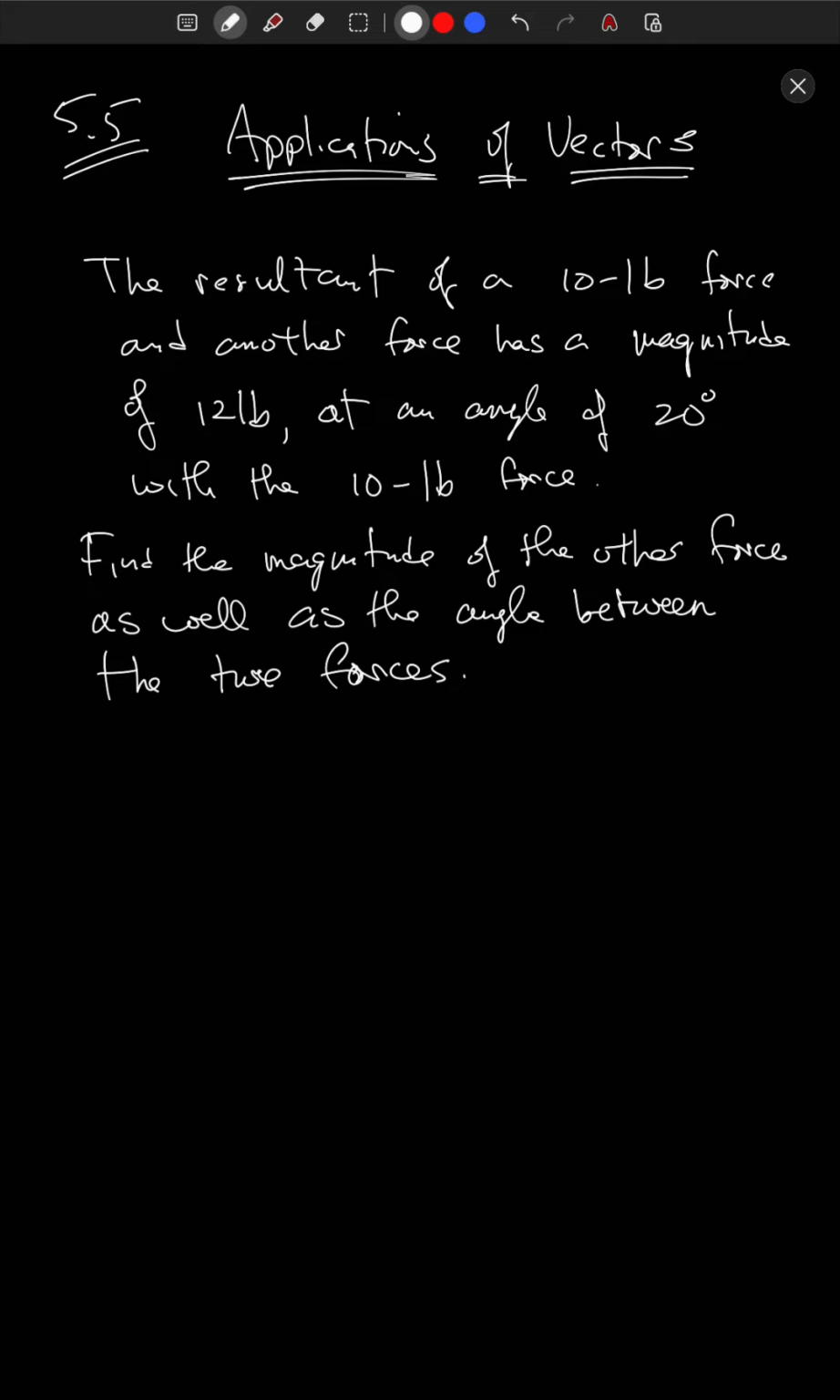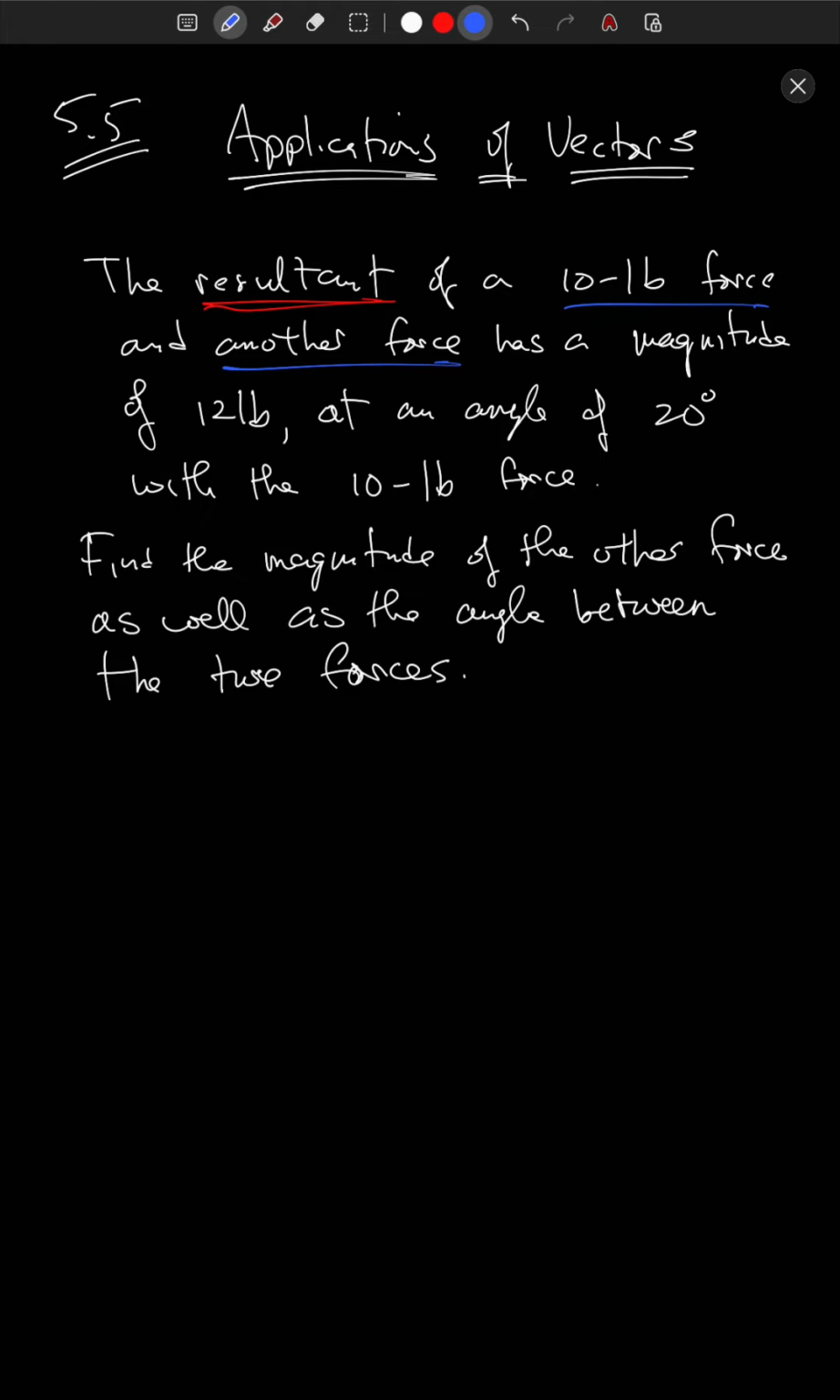All right, so I've written down a first example here. We have the resultant of a 10-pound force and another force that has a magnitude of 12 pounds at an angle of 20 degrees with the 10-pound force. So first of all, we see the word resultant. That means we're adding two forces, right? Remember, the resultant is another way to say the sum of two forces, especially used in physics. I think almost never in math. I can't even think of any time in math you use this term, but in physics, I think it's very common. Okay, so the resultant of a 10-pound force and another force.